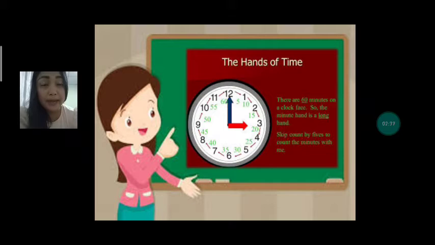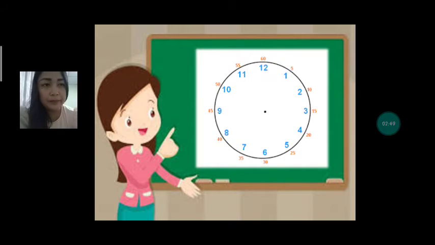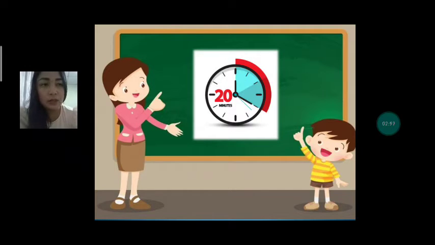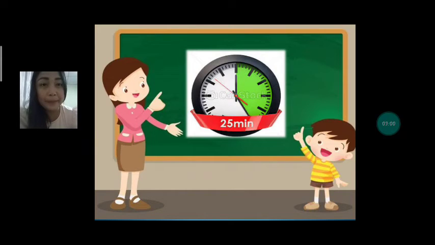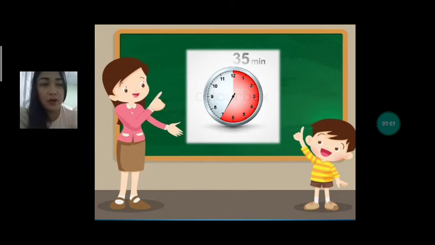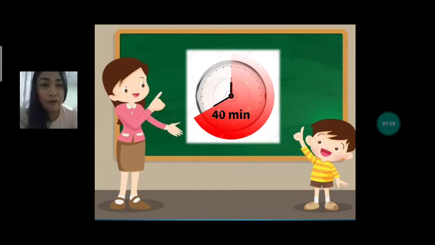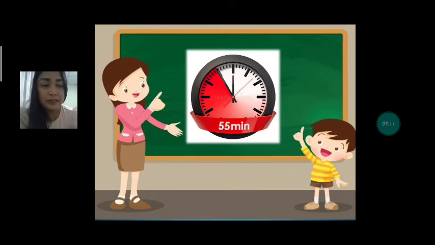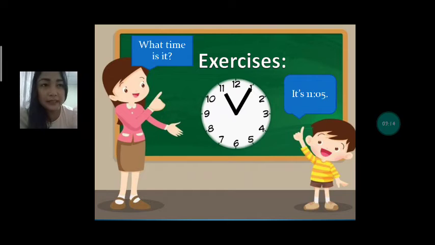For the minutes, you skip count by 5. When the long hand is pointing to number 1, it's 5 minutes. For example, this one is 5 minutes. This one, 10 minutes. 15 minutes. 20 minutes, 25 minutes, 30 minutes, 35 minutes, 40 minutes, 45 minutes, 50 minutes, 55 minutes. And then we have here exercises for us to answer.